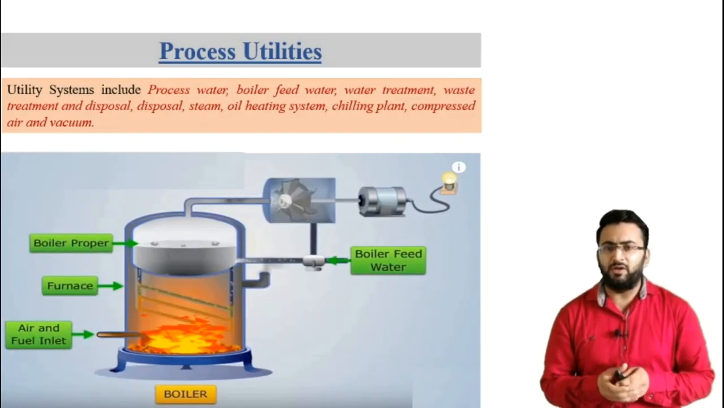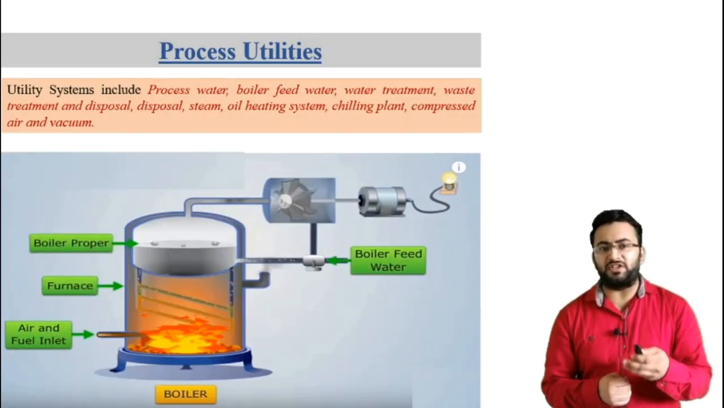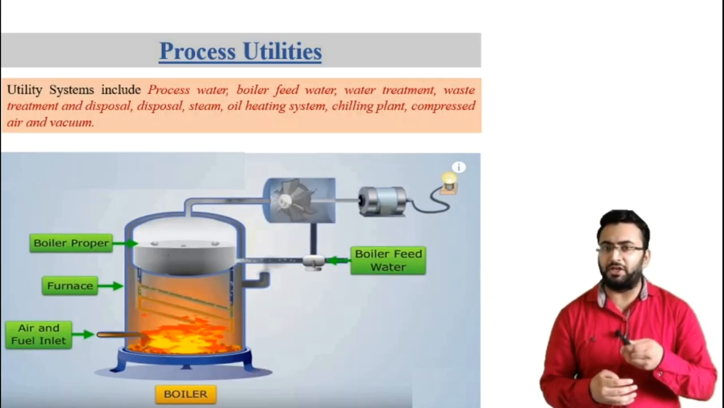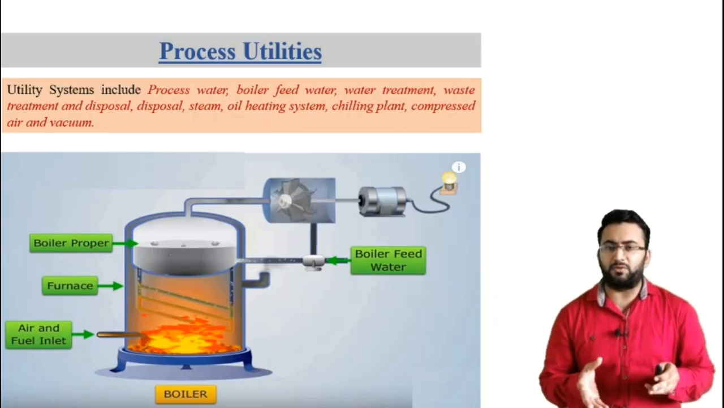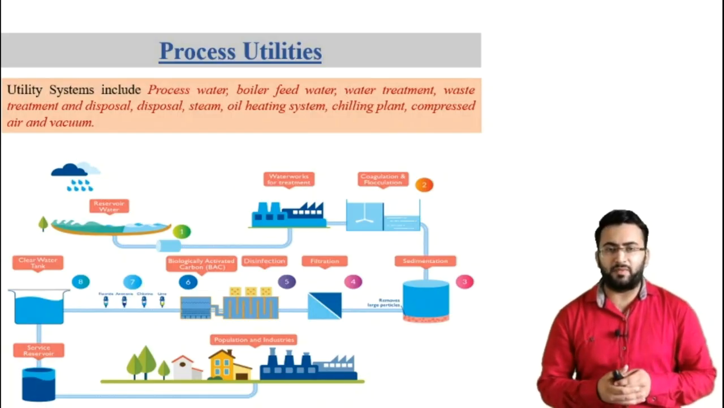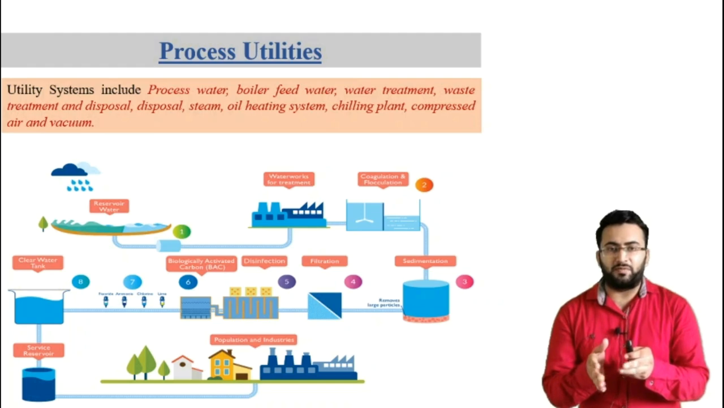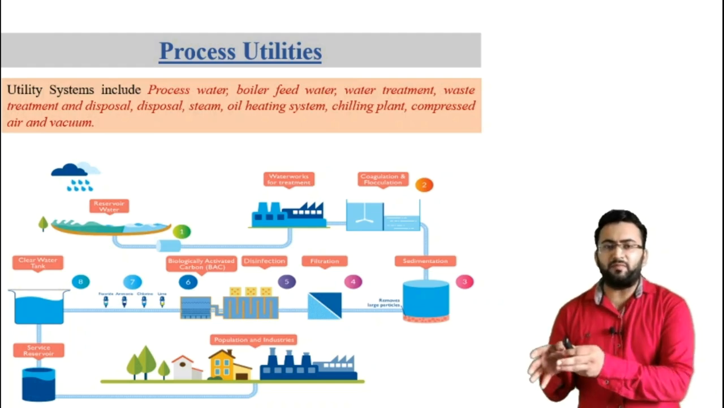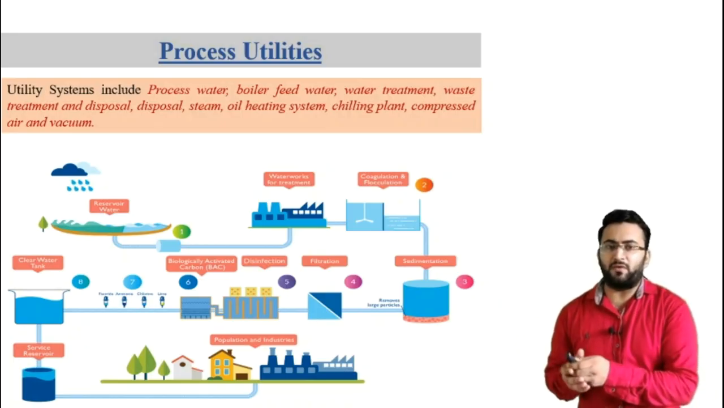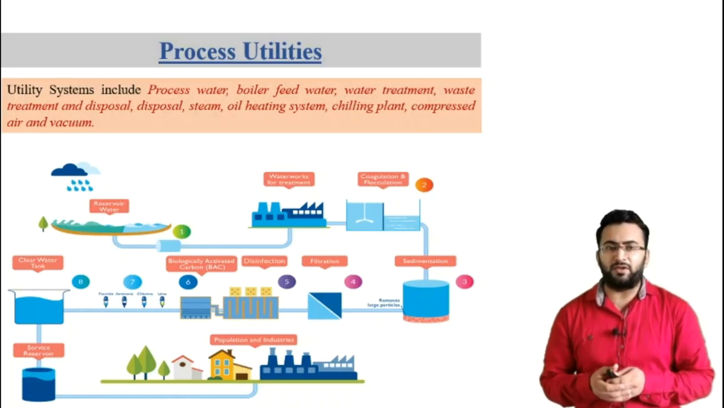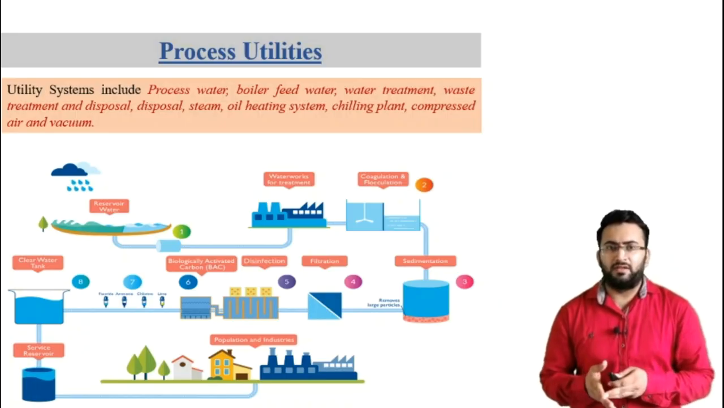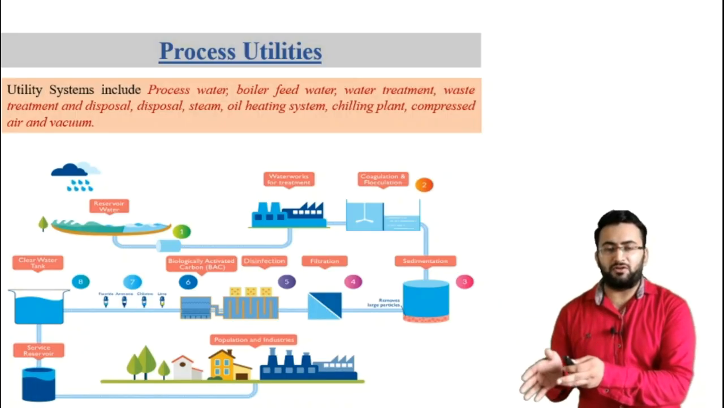Then boiler feed water. Water required for the boiler to generate steam is known as boiler feed water and is widely used in the chemical industry for heating purposes. So it is also considered in process utility. Then water treatment. There are various types of water treatment: primary treatment, secondary treatment and tertiary treatment. Primary treatment, which is also known as physical treatment, is used to remove solid particles from the water. There is various equipment used for removing these solid particles, such as bar screening, gravity settler tank, cyclone separator, hydrocyclone separator.